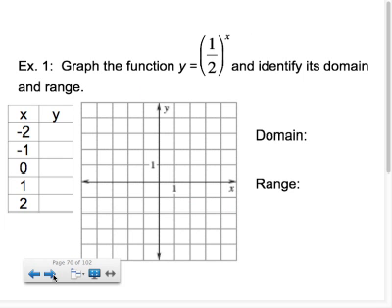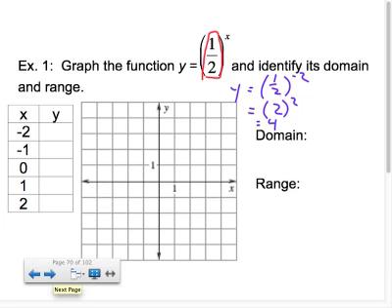Here's the thing about an exponential decay function: the base you're raising to the power x is going to be less than 1. It says graph the function y equals (1/2)^x, and identify the domain and range. When you plug in -2 for x, I get y equals (1/2)^-2. The -2 flips things inside, so really it's 2 squared, which is 4.